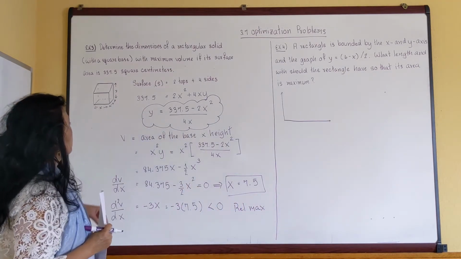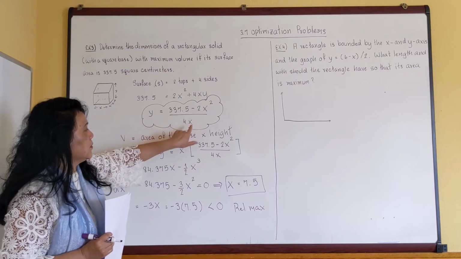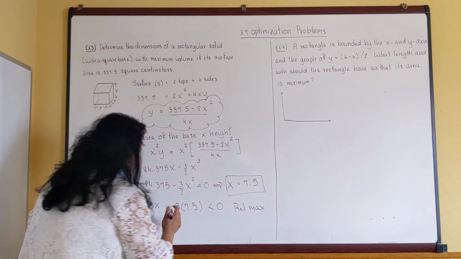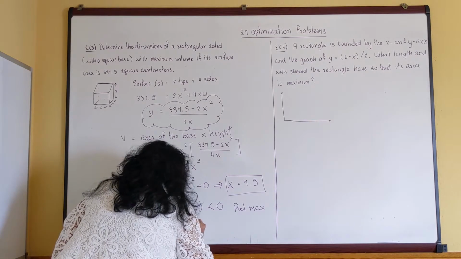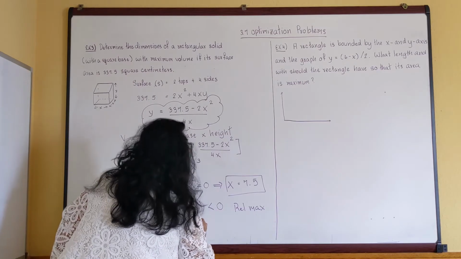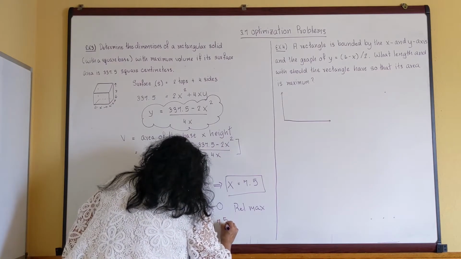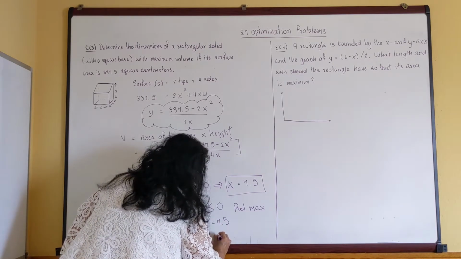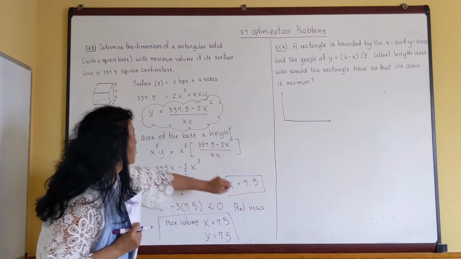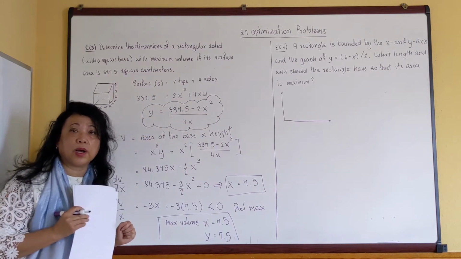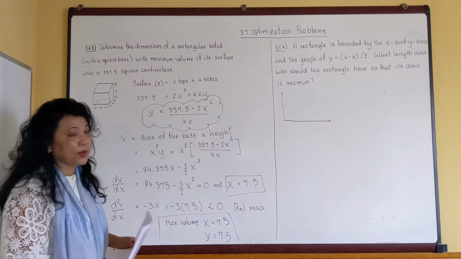So it is the maximum volume when x is equal to 7.5, and you plug 7.5 in here to solve for y. So the maximum volume would be x equal to 7.5 and y is also 7.5. Once you substitute x in here, you should get the y. So that's example 3. Let's look at the next example.